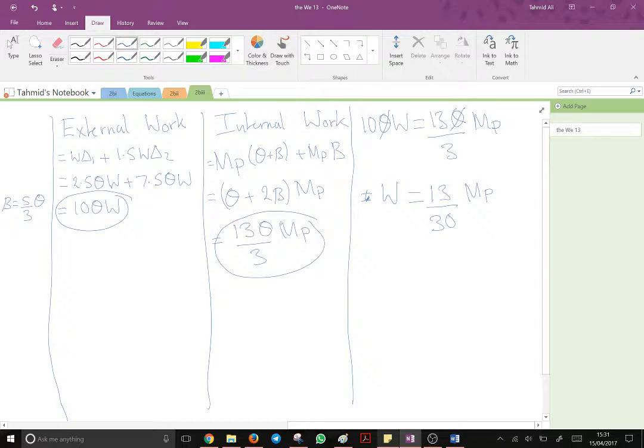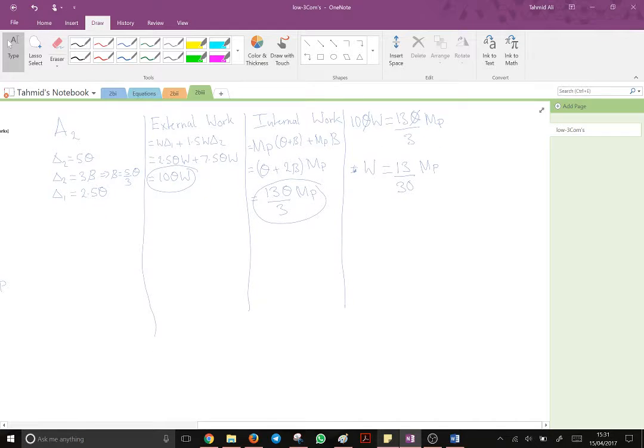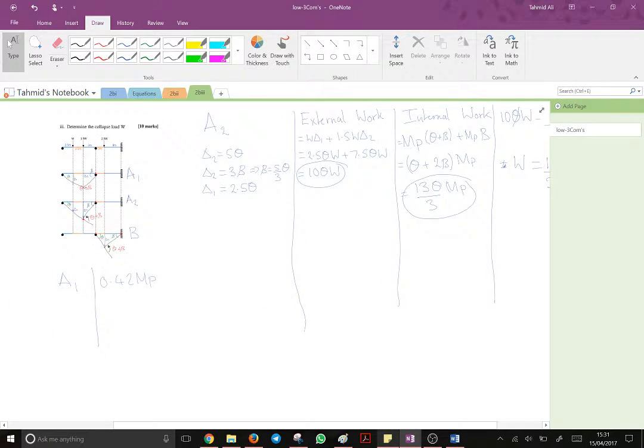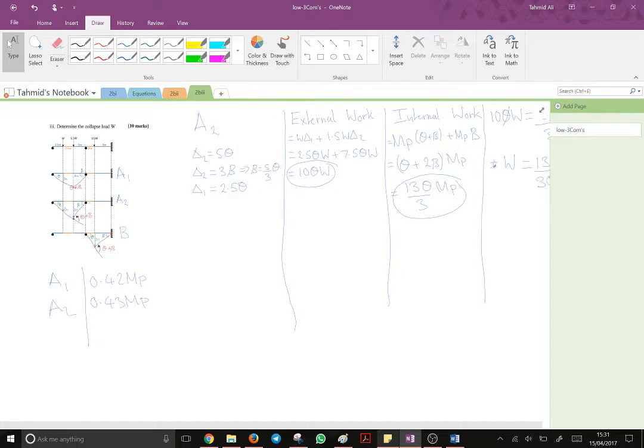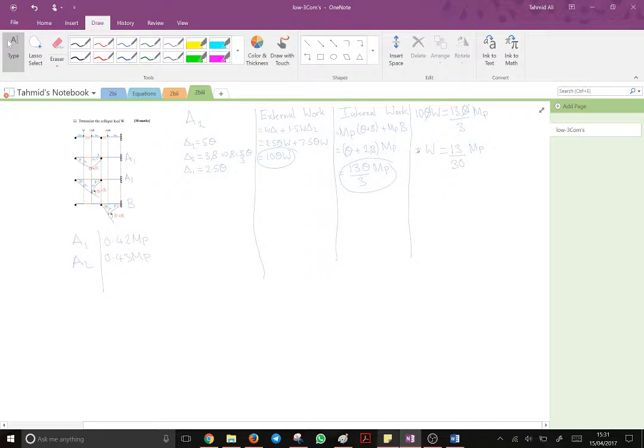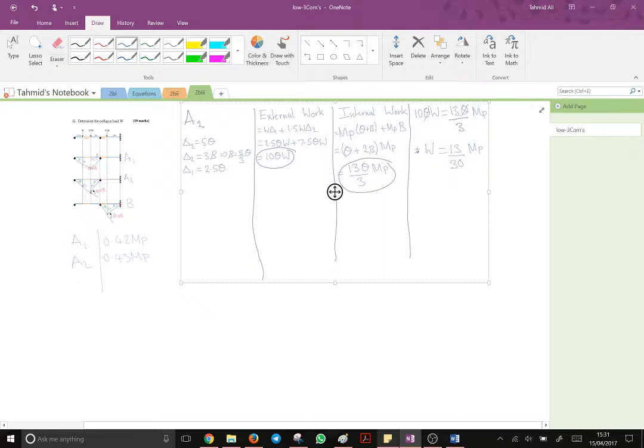So just one more step, and 13 over 30 MP is simply equal to 0.43 MP. Now if you remember what I said previously, we're looking for the smallest value for MP, because at that point, with the minimum load, you get a hinge, which is what you want.